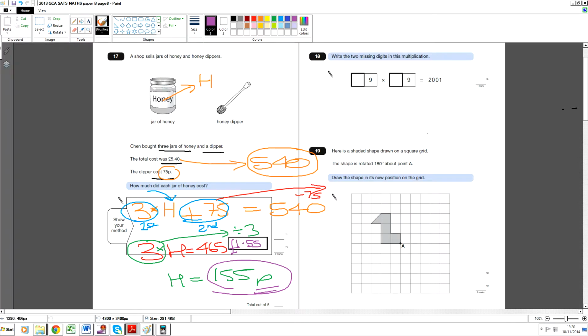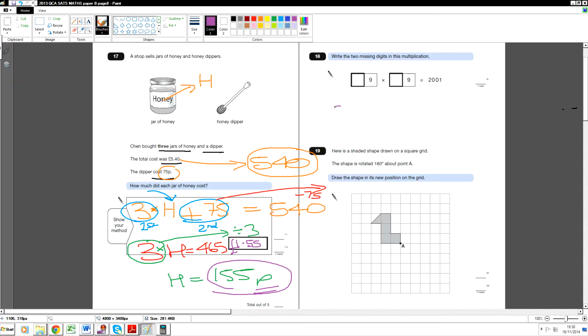Okay, question number 18. If you want to work out what the missing numbers are, we can do the reverse question. 2001, the opposite of times by something with a 9 in it is divide. But that doesn't work straight away, so we have to do trial and improvement and put different digits in here to help us get an answer.